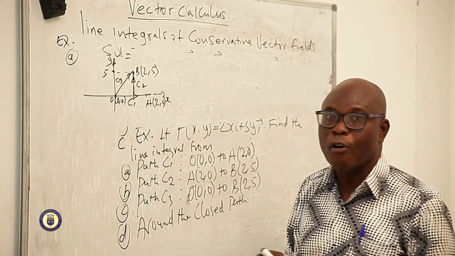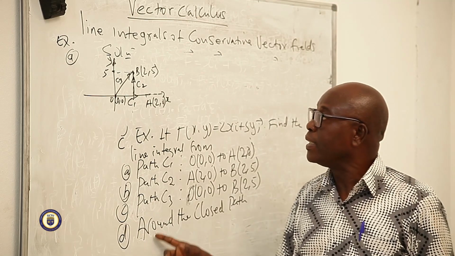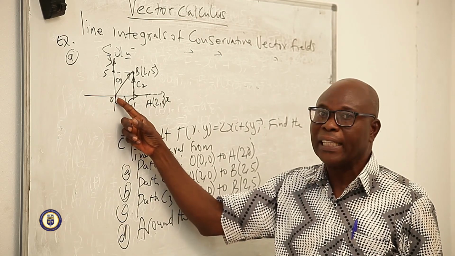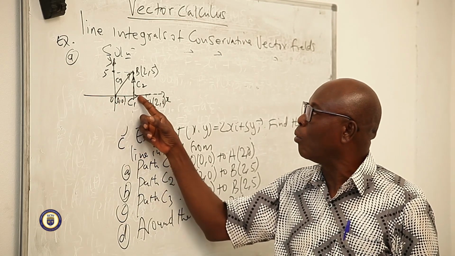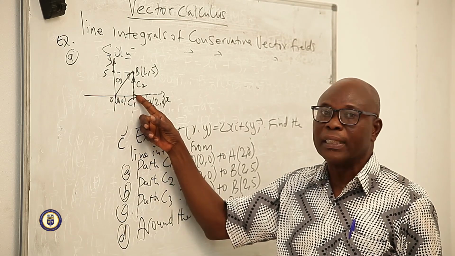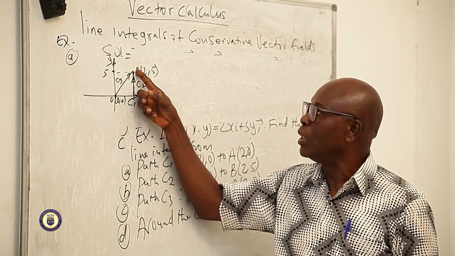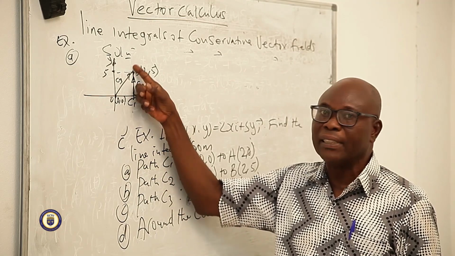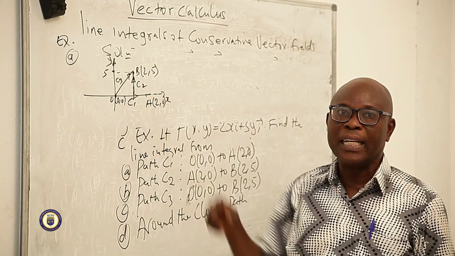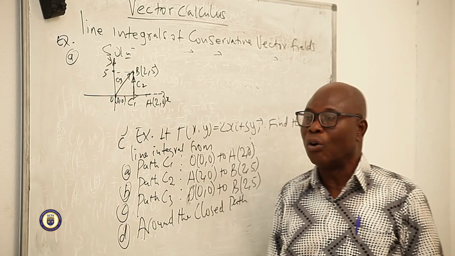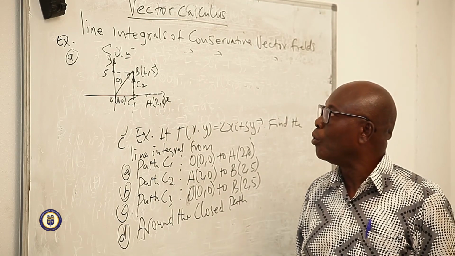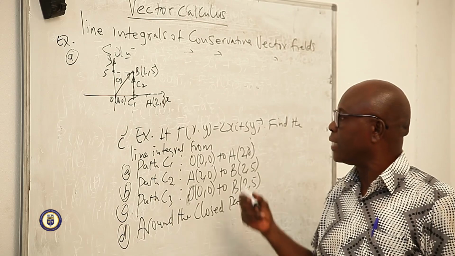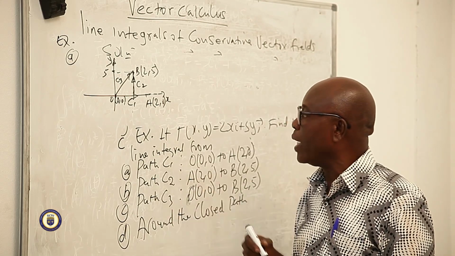So the fourth one, D, means that we want to find the line integral along the closed path, that is along C1, C2, and then along negative C3. That concludes the integration along the closed path. And so let's take example A.